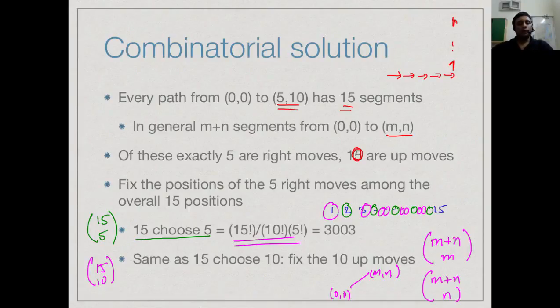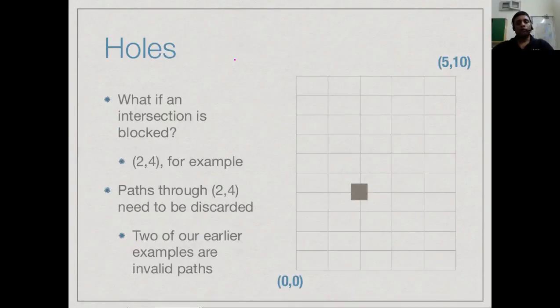So that's all very well. But what, for example, if this was not a perfect grid? Supposing we have some intersections which are blocked. In this particular case, if we look at this intersection, which is 2, 4, it's 1, 2, and then 1, 2, 3, 4. So we have put a black mark to indicate that for the moment you cannot go through it.